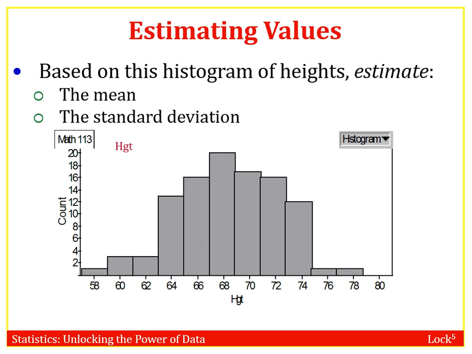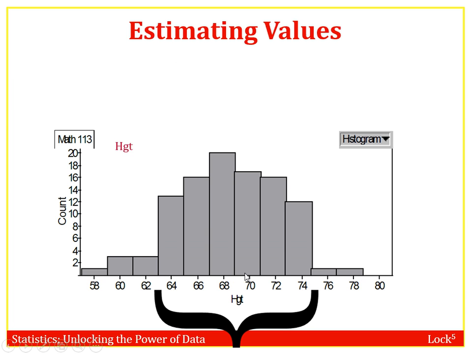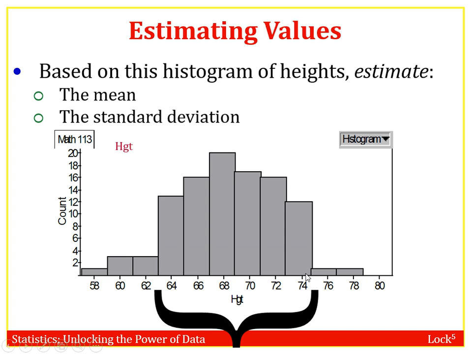Now, when I look at this, if I go from my 69, my mean, up to about 75 and down to about 63, that's the majority of my data. So if I go from 69 up to 75, that's a total distance of 6. And that's supposed to be 2 standard deviations. So 6 divided by 2, that means each standard deviation would be about 3.